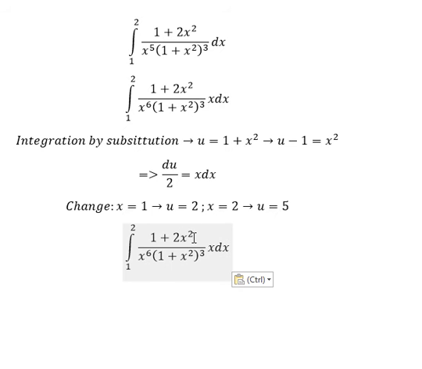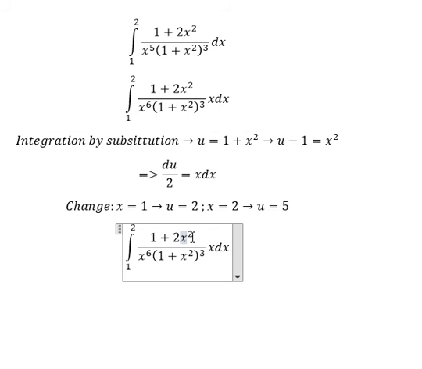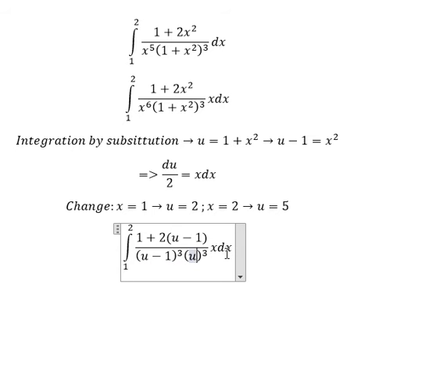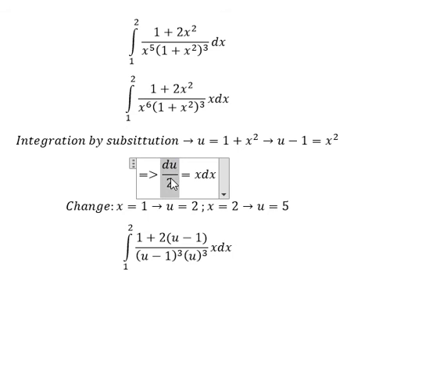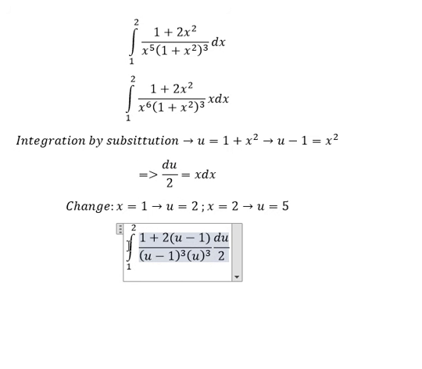About x squared, we need to change it to u minus 1. This one you will get u minus 1 to the power of 3. And this one we change to u. x dx we change to this one. The limit 1 we change to 2, and the limit 2 we change to 5.